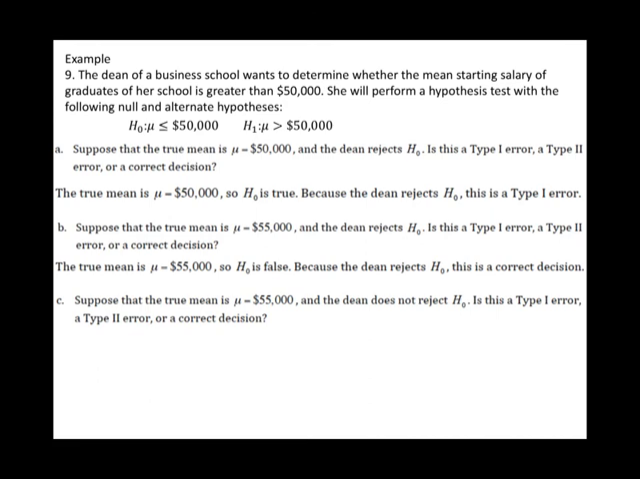Okay, last one. The true mean is 55,000. So 55,000, so it should be this one. And then the dean does not reject it. She does not reject it, meaning she believes this is true. So she makes a mistake, and we call this the type 2 error.